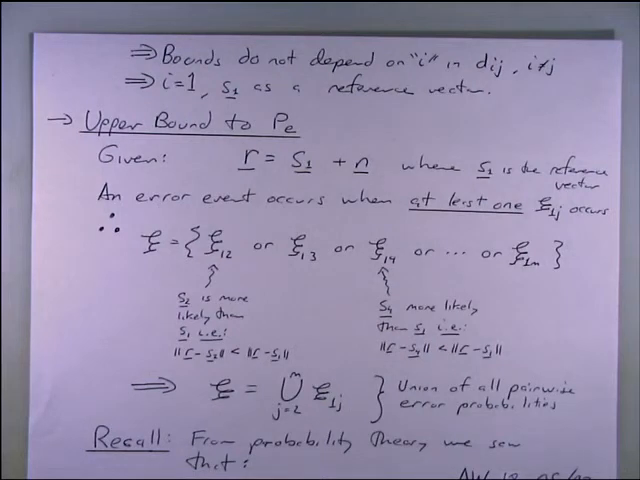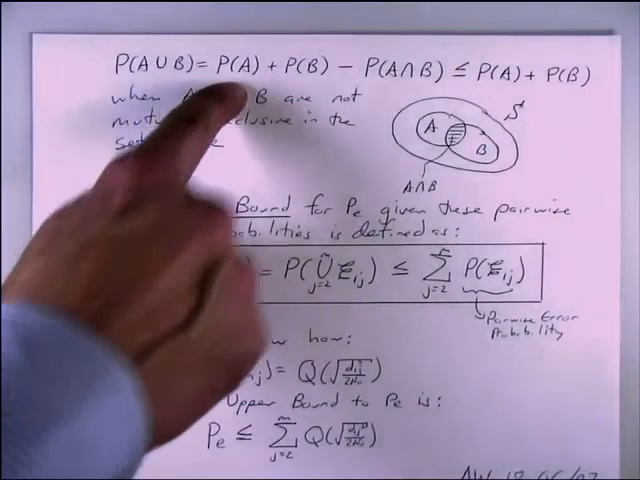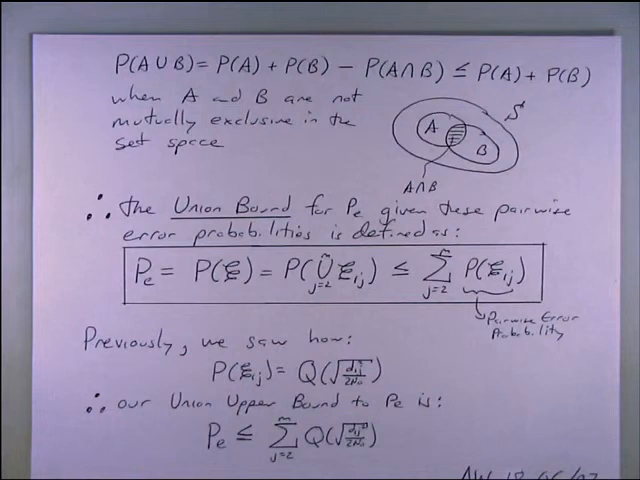The reason I want to write it like this is because this is classic: what's the probability of the union of a whole bunch of events? This is where we play with that little probability stuff, okay? So how does this look? Remember that the probability of the union of A and B equals the probability of A plus the probability of B minus their intersection. And remember, this is where the bound is forming. That will be less than the probability of A plus the probability of B.